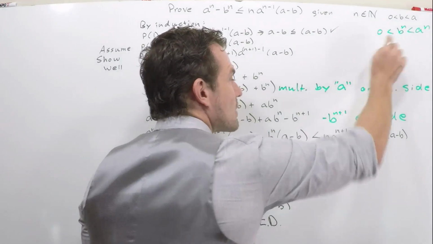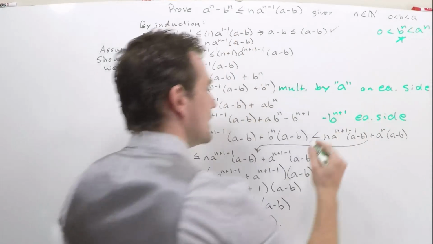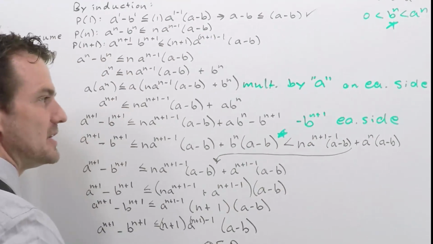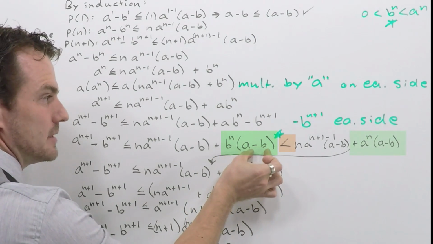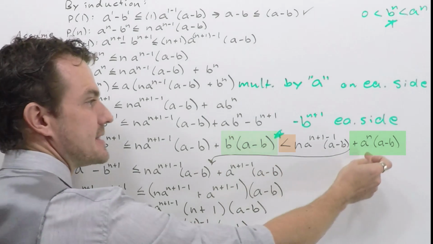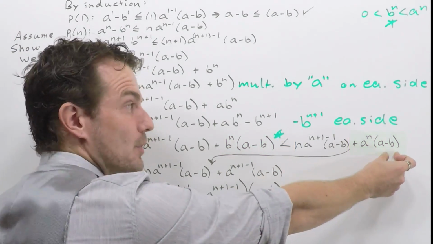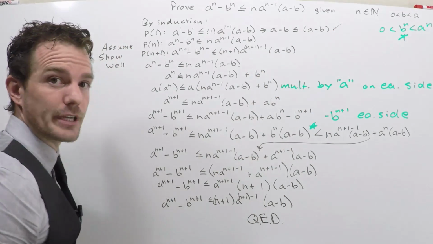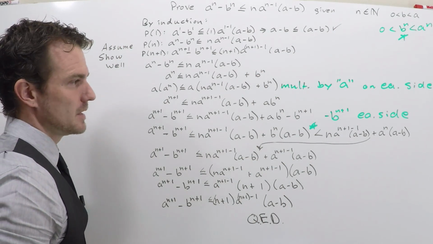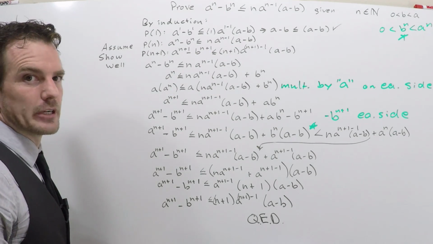It's this step right here. This is the crux of what gets this inequality to be true. We know if b to the n times a minus b is a certain number, it's going to end up being less than a to the n times that same number, as long as a and b are positive numbers with that inequality holding true in the given information. From here, we are almost home free.